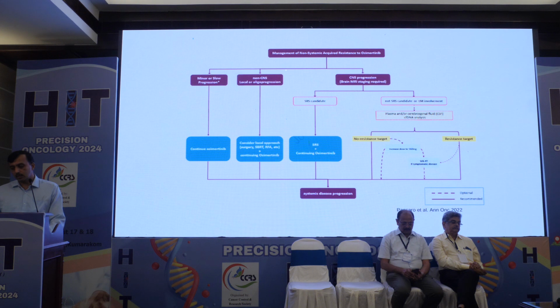And if it's not a serious progression, then we can take a local approach. We all give ablations, SBRT, and then continue with the drug. Practically, we will do that. Small site, give ablation there, and continue with osimertinib. If it's a serious progression, then we can look for SRS, and then again continuing osimertinib is an option there.